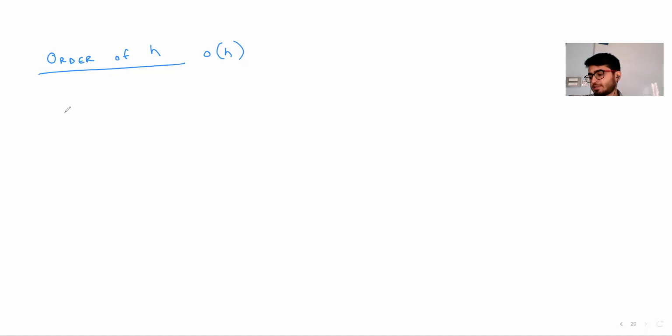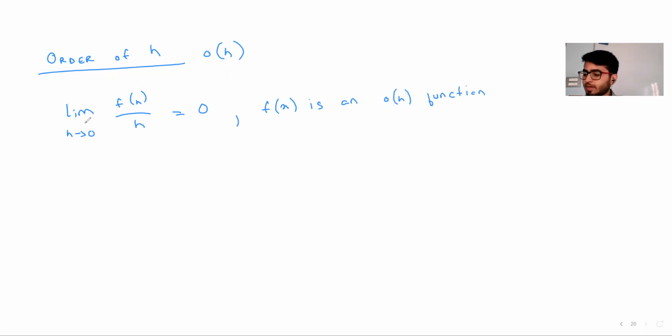Any function f(x), if limit h tending to 0, f(h) by h is equal to 0, then we say that the function f(x) is an OH function. Take any function f(x), if limit h tending to 0, f(h) by h is equal to 0, then f(x) is said to be an OH function.